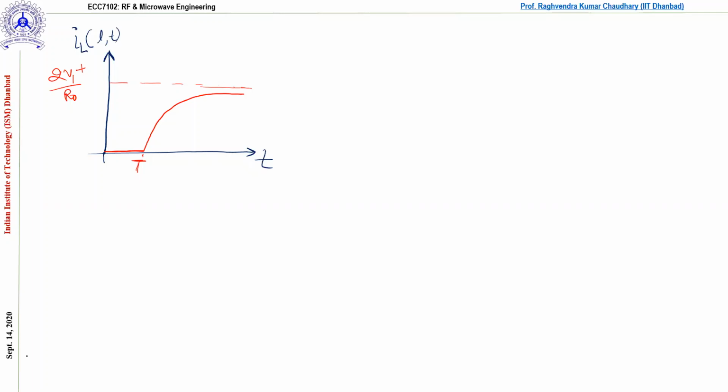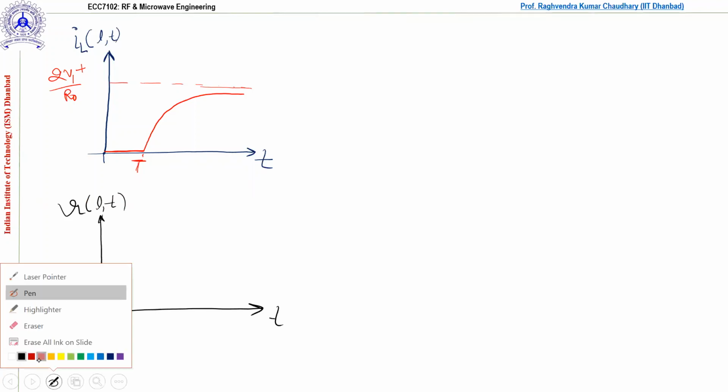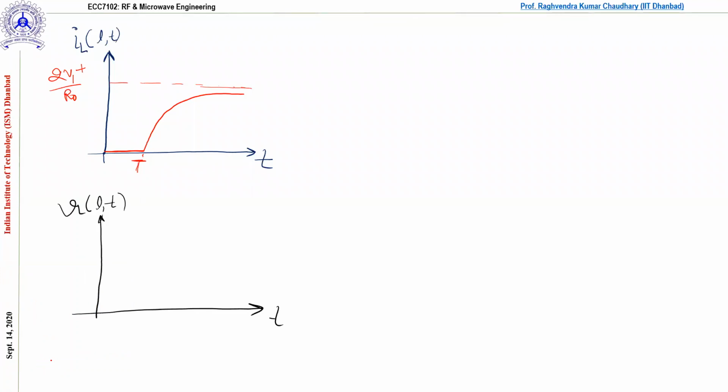Next, we can draw VL. We already derived the expression for VL as a function of (L, t) with respect to time. It is 2V1 plus times e to the power minus (t minus capital T) R naught by LL. So at times below capital T, this will be almost zero, because the wave has not yet reached that point. We can make it zero, and after that there will be a sudden change, because it gets charged, and gradually the inductor will be discharging.